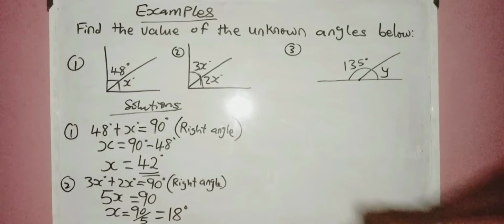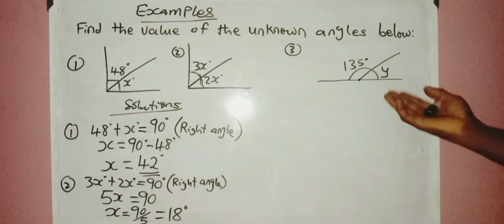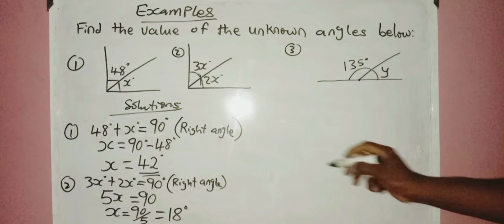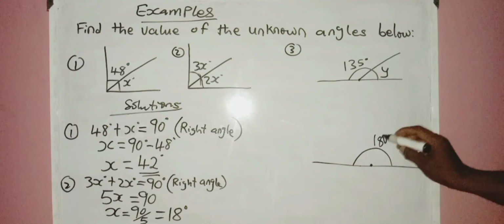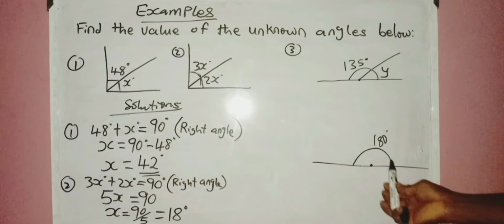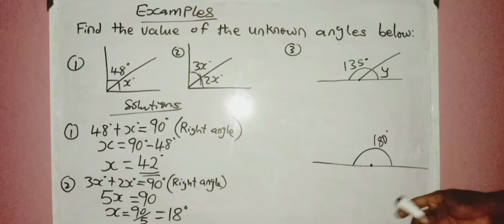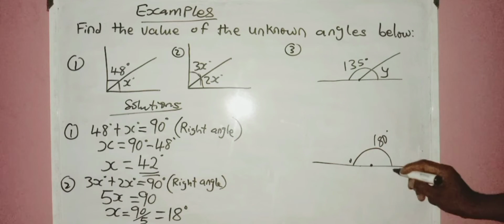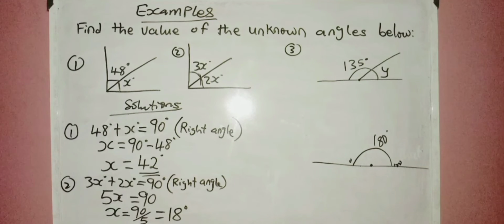Question number 3 is an example of angle on a straight line. Remember, we said that angle on a straight line is equal to 180 degrees, just like the protractor inside your math set. When you check the protractor, it measures from 0 up until 180. That is to say, any angle formed on a straight line will add up to 180 degrees.